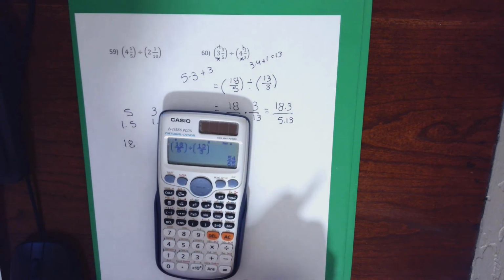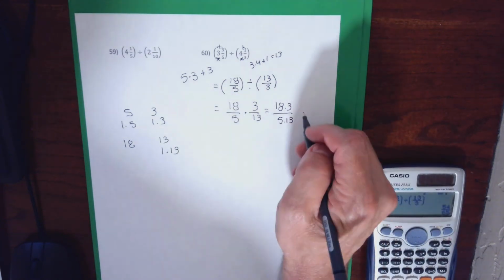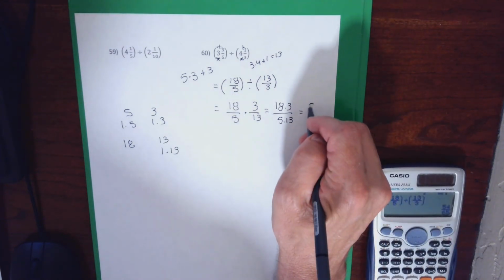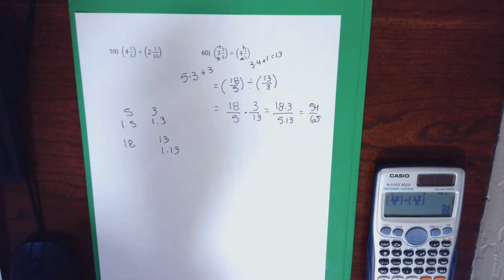So I should get 54 over 65 for an answer, because 18 times 3 is 54, and 5 times 13 is 65. So that feels good for problem 60.